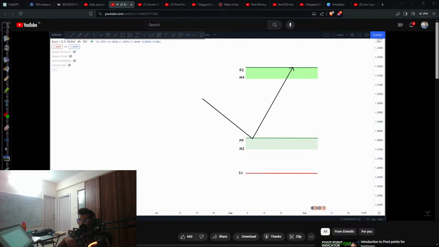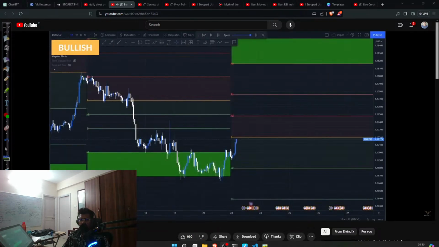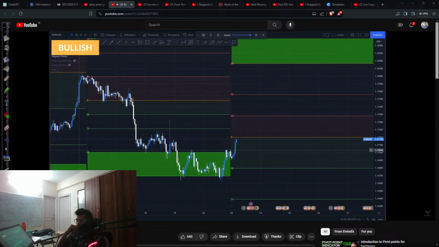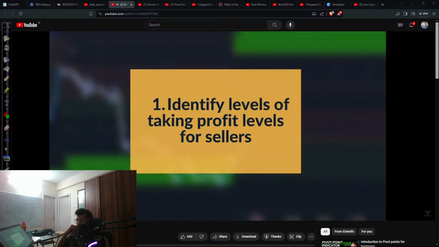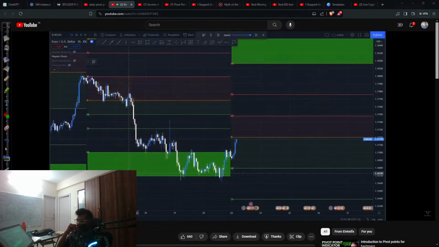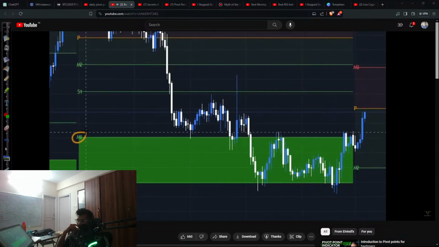In most of these cases, you should have your stop loss below S1. Let's go through this bullish setup. First of all, we're going to go through it as swing traders, then as day traders. For both of them, we need to identify that sellers have taken profit. That we can do by identifying that the pivot level M1 has been hit.